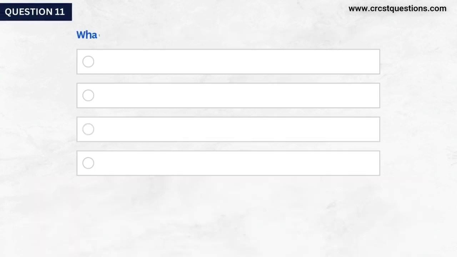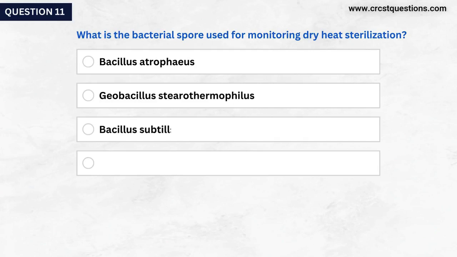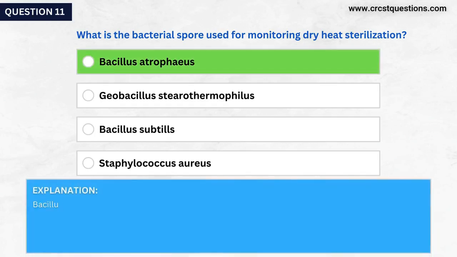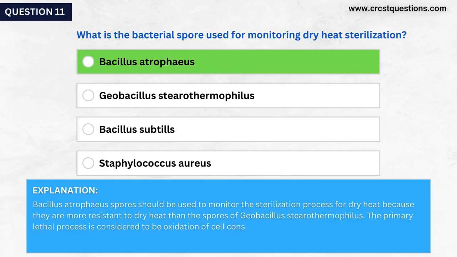Question 11. What is the bacterial spore used for monitoring dry heat sterilization? Bacillus atrophaeus, Geobacillus stearothermophilus, Bacillus subtilis, Staphylococcus aureus. The correct answer is Bacillus atrophaeus. Explanation. Bacillus atrophaeus spores should be used to monitor the sterilization process for dry heat because they are more resistant to dry heat than the spores of Geobacillus stearothermophilus. The primary lethal process is considered to be oxidation of cell constituents.